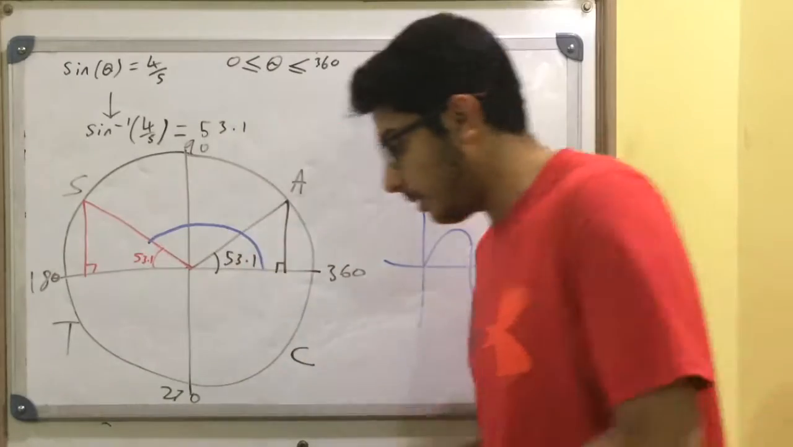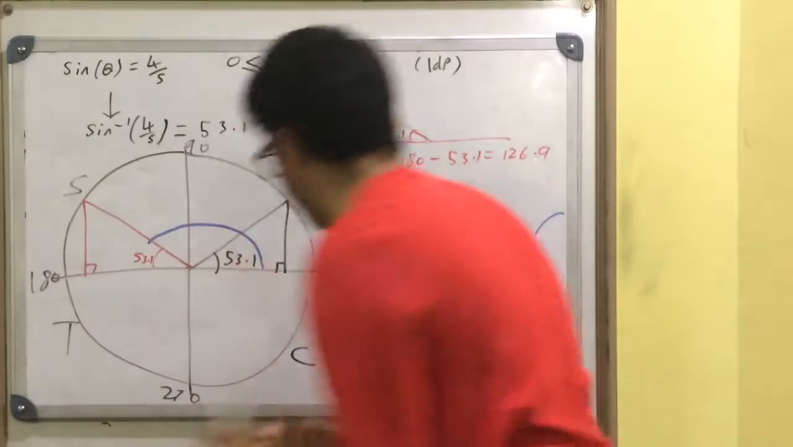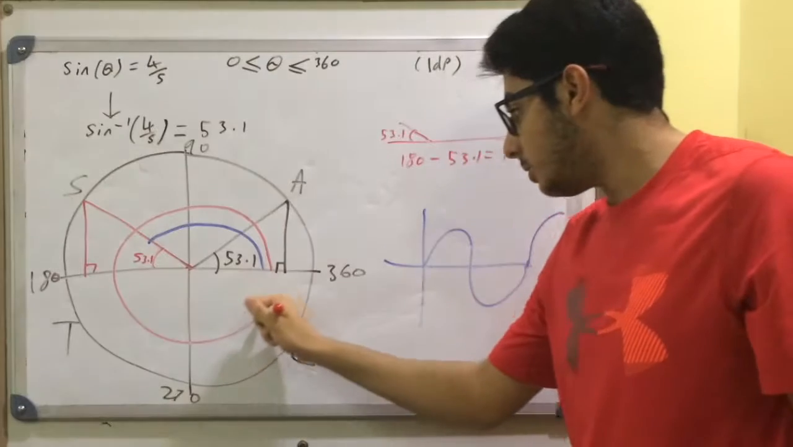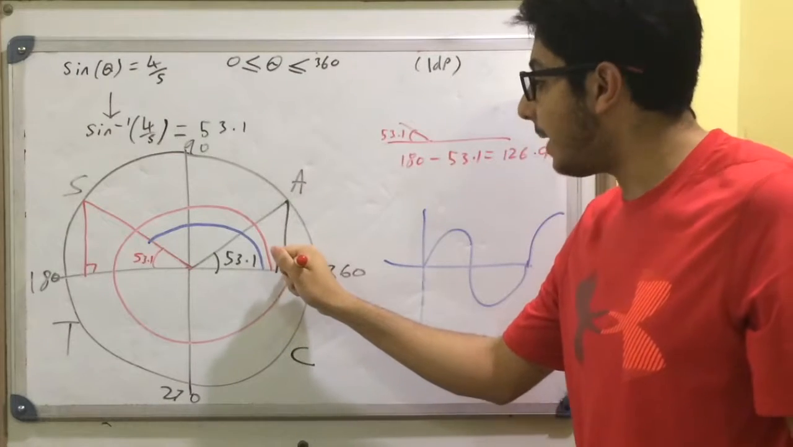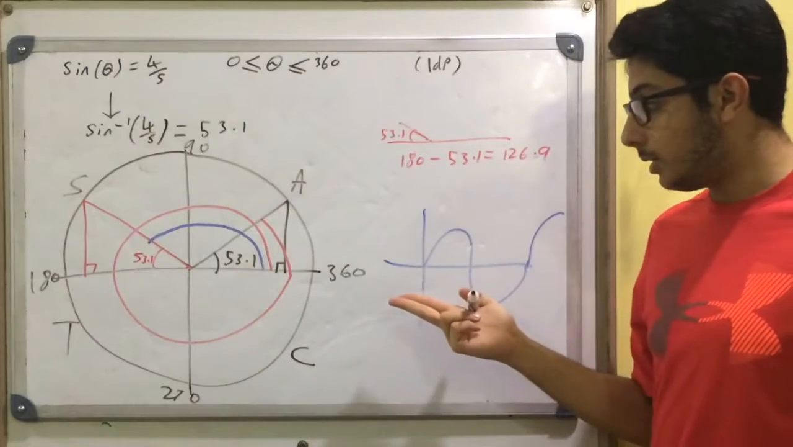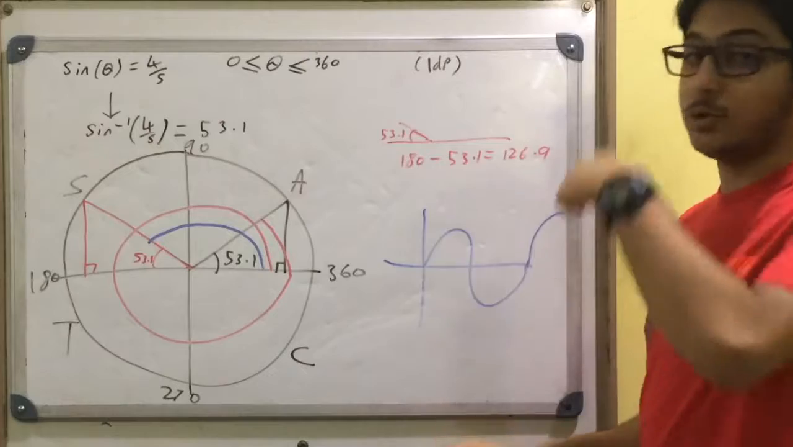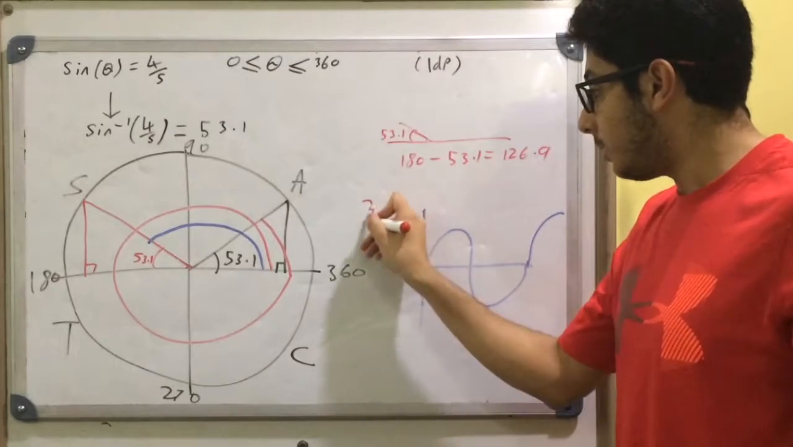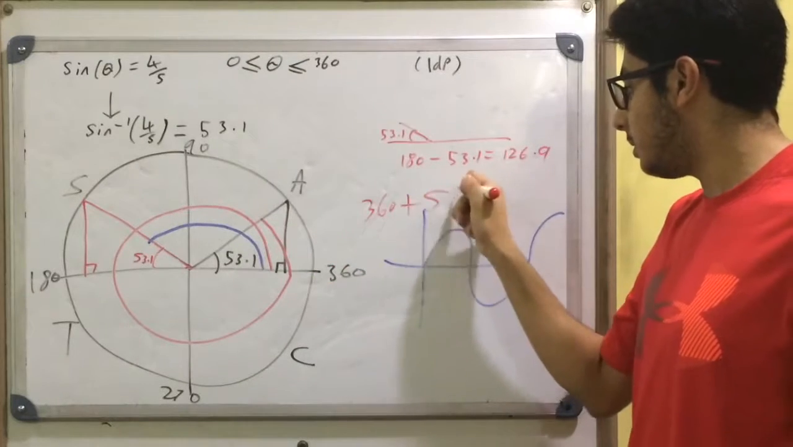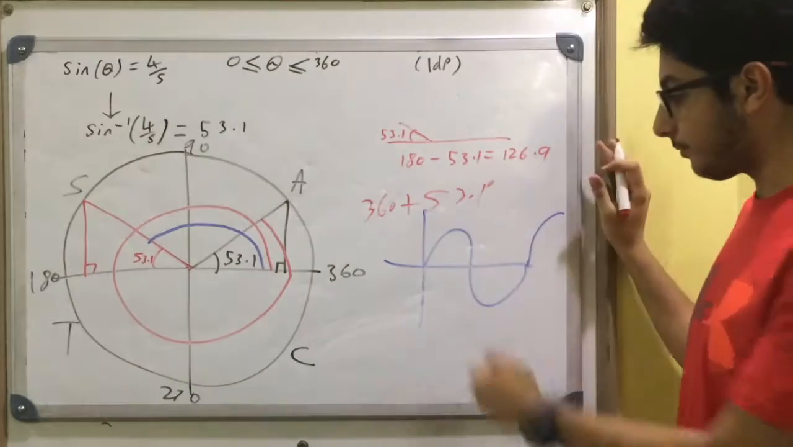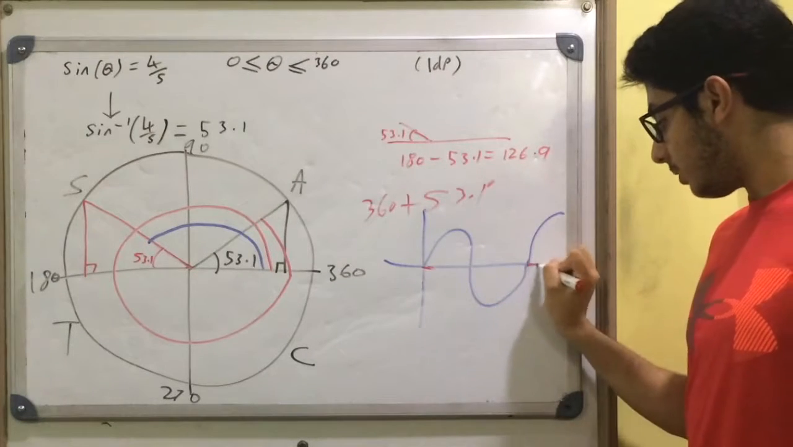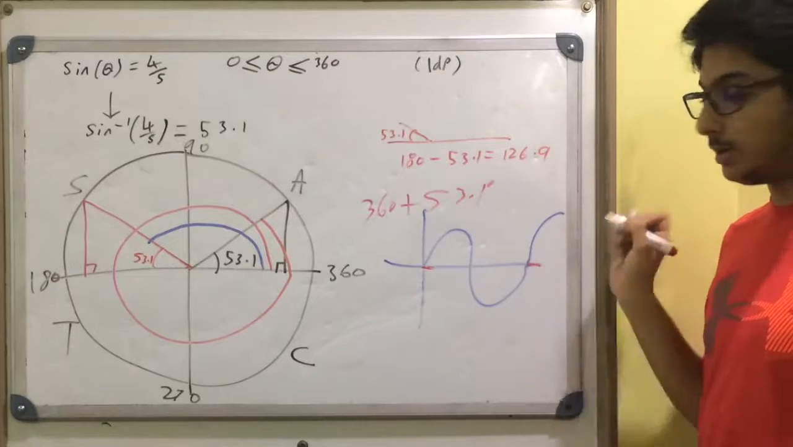So I'm just gonna sketch it out for you. You keep going to 360 and past the 360 mark up to the next triangle. So then your other solution, if you were to go past 360, would be 360 degrees, so one full turn, plus 53.1 degrees. Same thing here, 360 plus 53.1 degrees.